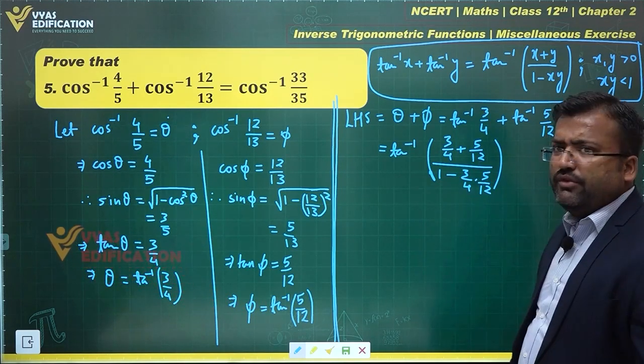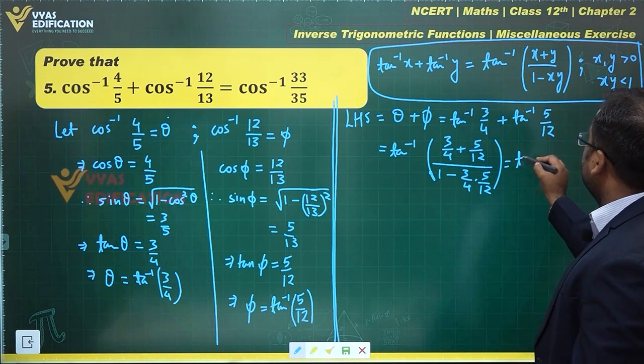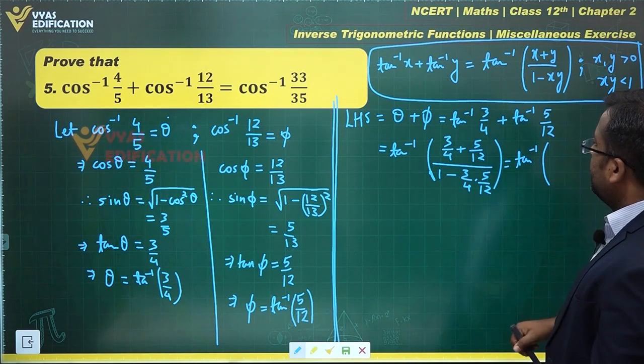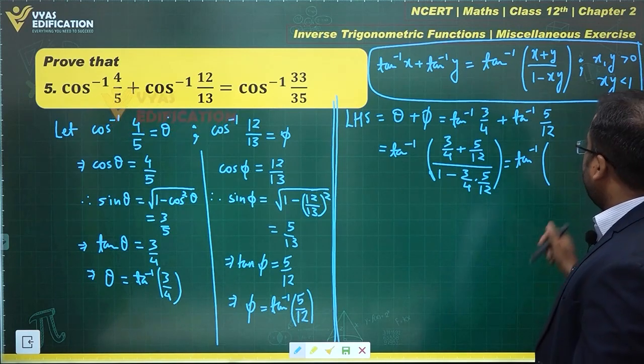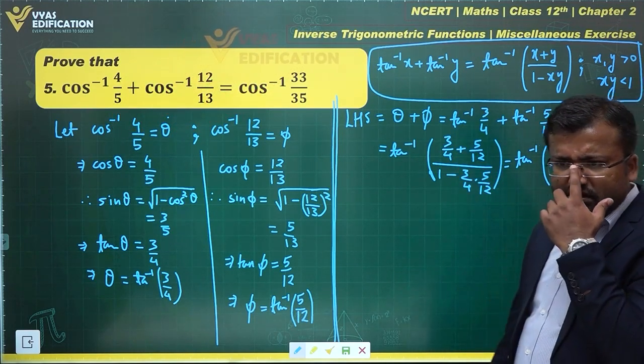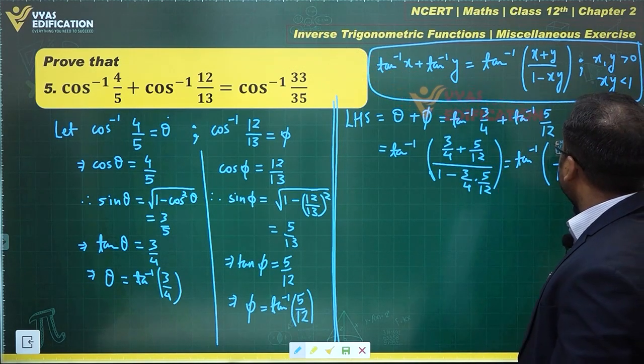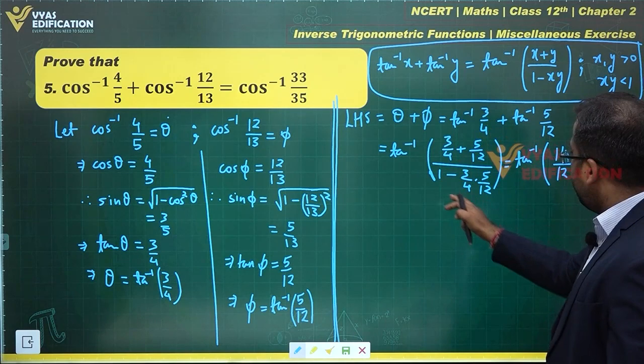What's the LCM of 4 and 12? It's 12. Let's take the LCM in the numerator and simplify this further. This is tan inverse. What you get is, in the denominator you'll have a 12. And this will become 4 times 3, which is 3 times 3 is 9 and 9 plus 5 is 14. What about this denominator over here?